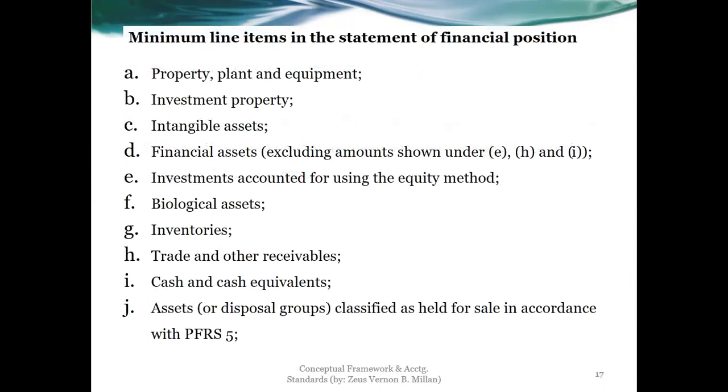Next one will be the minimum line items in a statement of financial position. So these should be the items that we can see on the statement of financial position, also known as balance sheet. In fact, we can see the order. These are from A to F. These are actually non-current assets, while G to J, these are current assets. So this is the format that we normally see under the European or UK version, wherein they actually present non-current assets and liabilities ahead of the current ones. But then again, in the Philippines, we present the current ahead of the non-current.